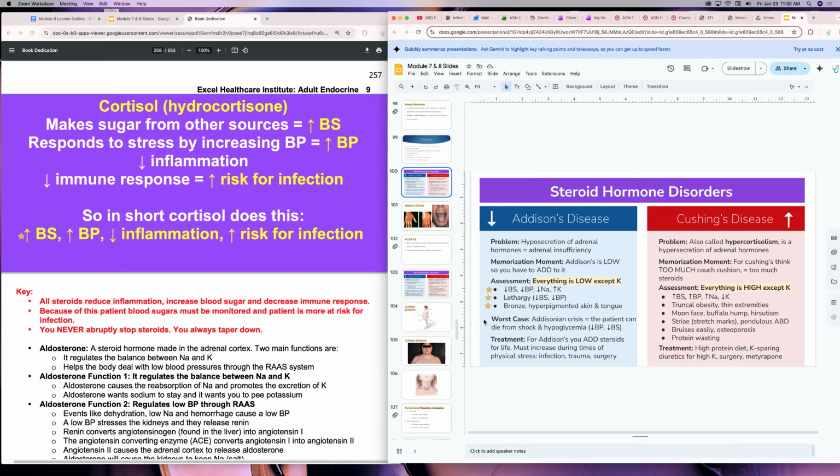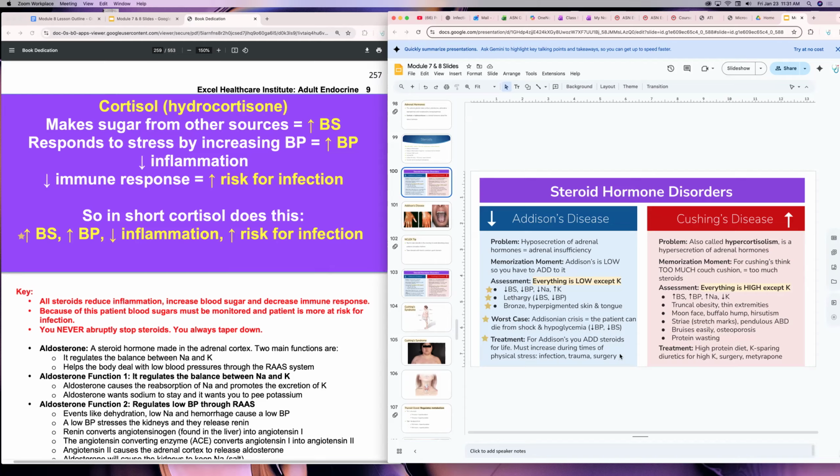So the worst case scenario of Addison's disease is called Addisonian crisis, where the patient can die from shock from the low blood pressure, and they can die from the low blood sugar. So the treatment is you have to add steroids to the patient, okay? So we give them steroids and they're going to need it for life. For Addison's, you add steroids for life.